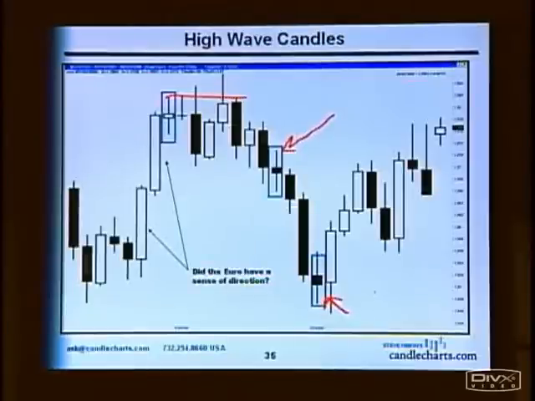I'm going to go over why this spinning top, why this high wave candle did not call a bottom, whereas this high wave candle did. We're going to look at oscillators later, combining Western technicals with candles. What we're focusing on in this portion is just candles.